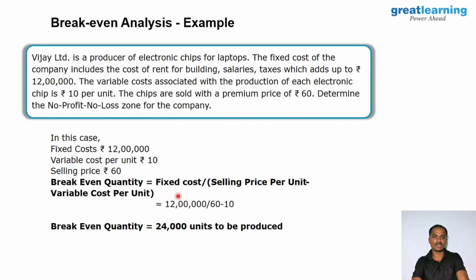So 12 lakhs is the fixed cost and sales price per unit is 60 and variable cost per unit is 10. So break-even quantity is 24,000 units. Okay, what it means? 24,000 units to be produced to reach break-even quantity. That is a quantity at which there will be no profit, no loss. I hope it is clear.